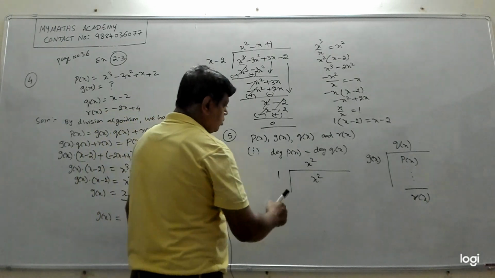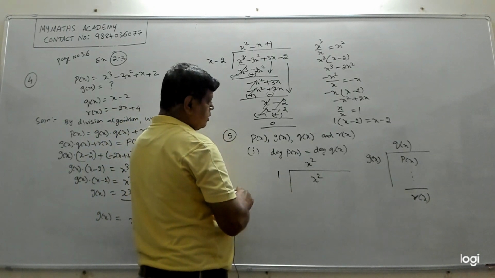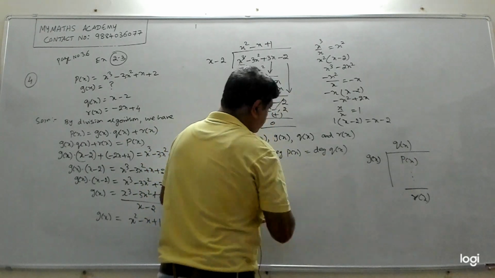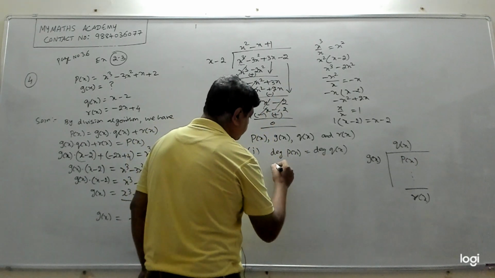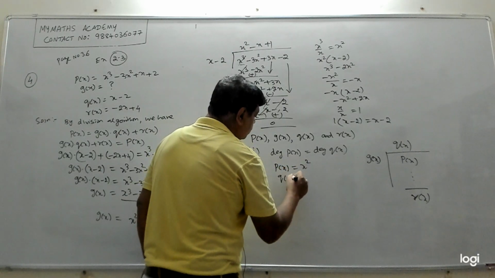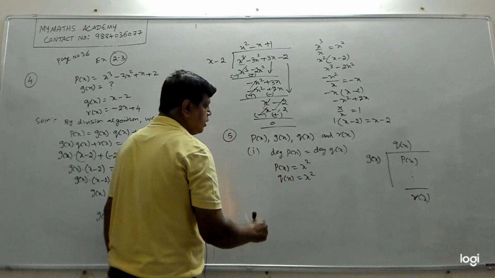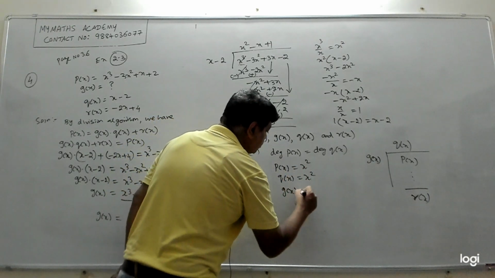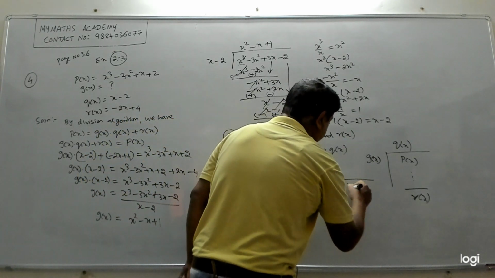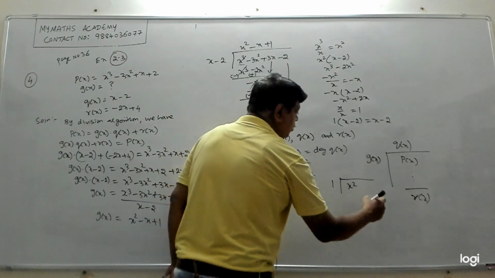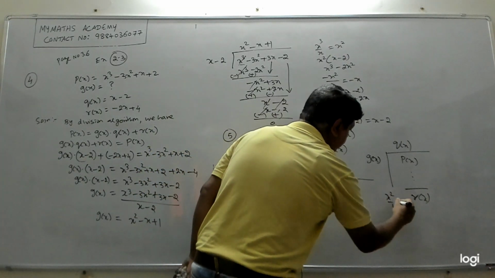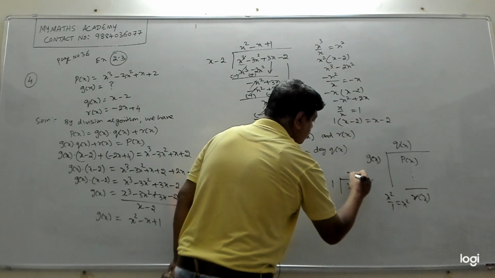Clear? Now suppose, from this what we understand is, if I take my p of x as x square, my q of x also should be x square, because both should have the same degree. So my g of x becomes 1. Now if you do the division of 1 with x square, I told you, you take the first term divided by first term. So x square by 1 gives you x square, which you write as the quotient.